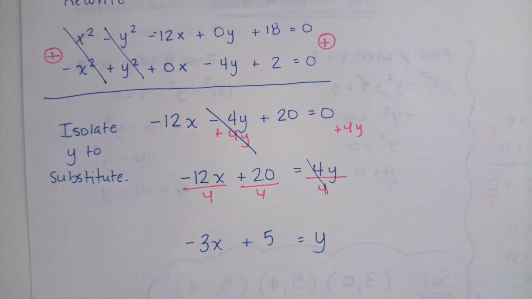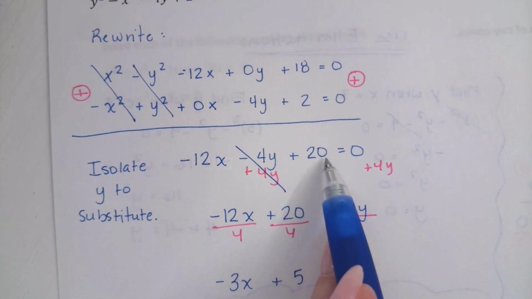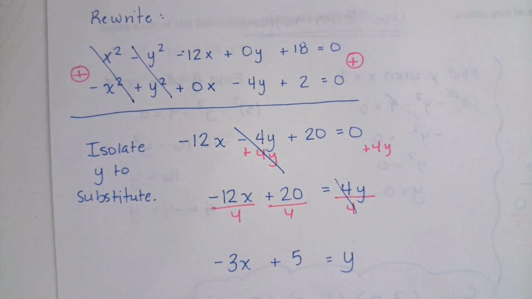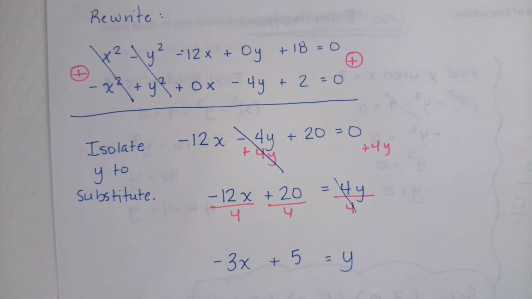Okay, would we be able to substitute it into the negative 12x minus 4y plus 20 in theory? You would just get the same thing if you substitute it in here. Oh, true. Yeah, it's the same equation. Substitute into one of the originals.